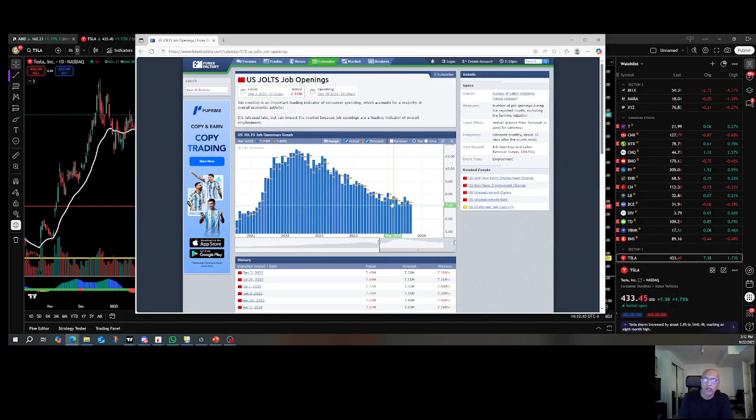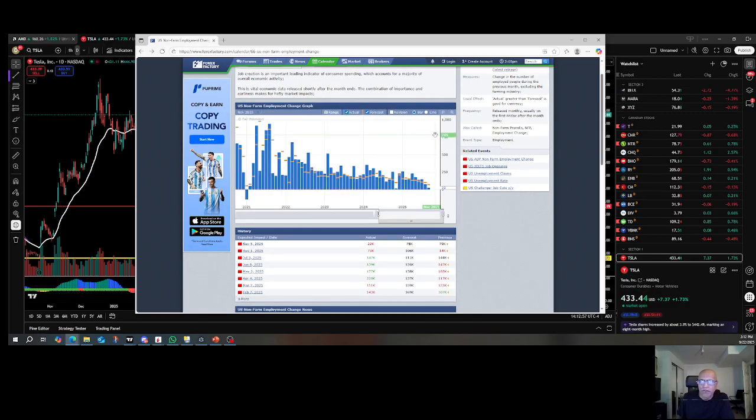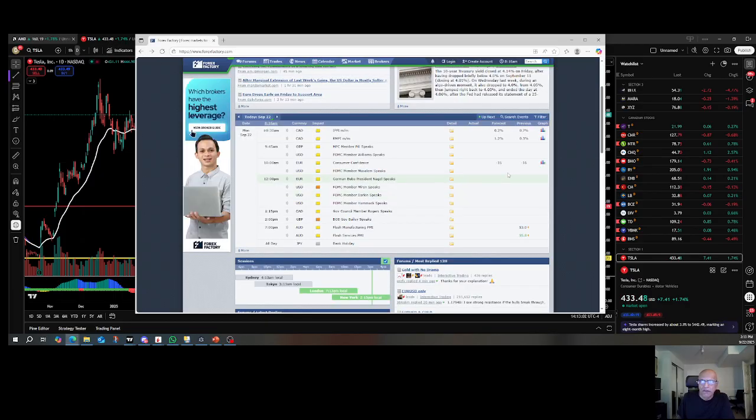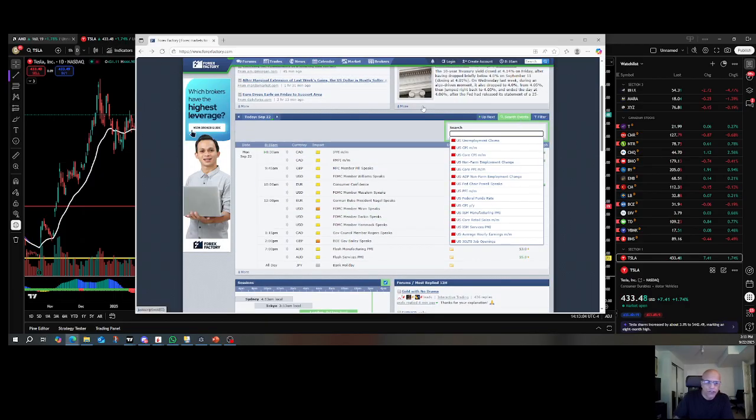So let's take a look at the wages. What are the wages and how do they react to the stock market? So let's take a look at wage growth here. Let me search. Here. Wages.